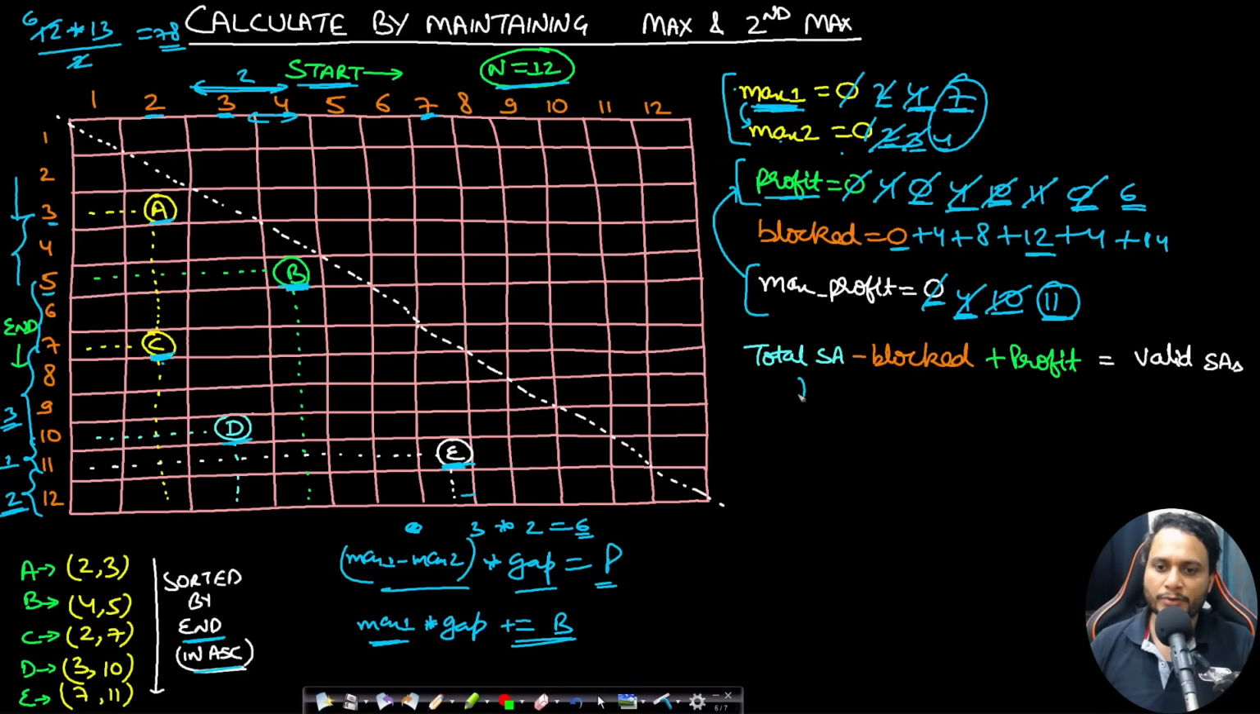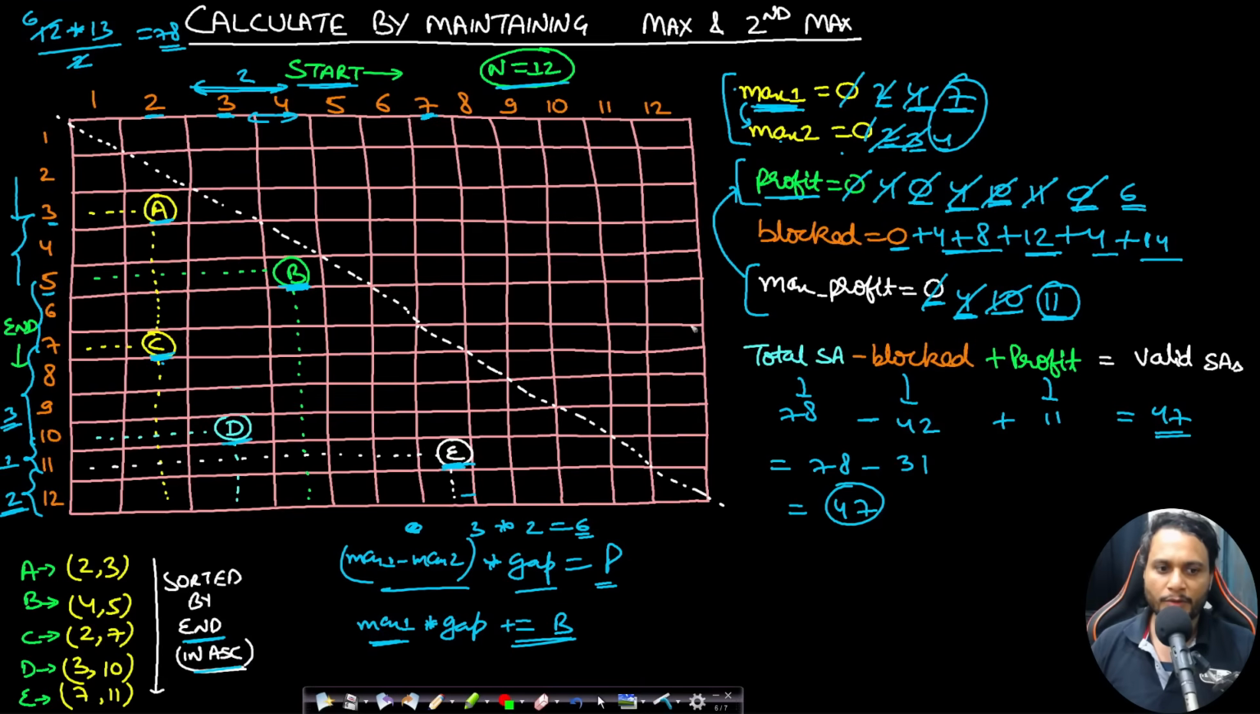It is 11. So total subarrays are 78. The profit is 11. And what are the blocked number of subarrays? 4 plus 8, 12 plus 12, 24 plus 4, 28, and this becomes 42. So this is 42, and so the total number of valid subarrays will be 78 minus 42 plus 11, which will become, if I subtract 11 from here, so that will become 31. Okay, so this is 7 and this becomes 4. So this is 47 as the result. I hope it is clear.